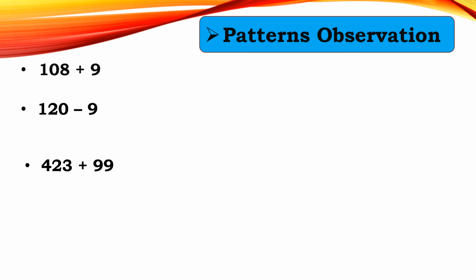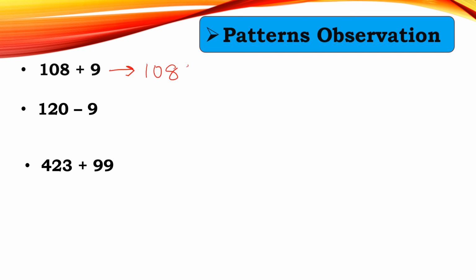Next you have the patterns observation. A number pattern is a set of numbers that has been formed according to a rule. So this actually helps us to do your calculation quite quicker, or it helps you to simplify your calculations. So what do you observe when you look into this?